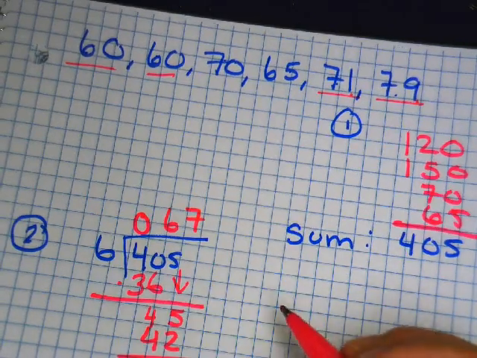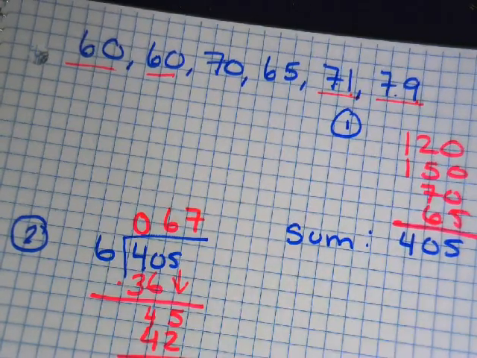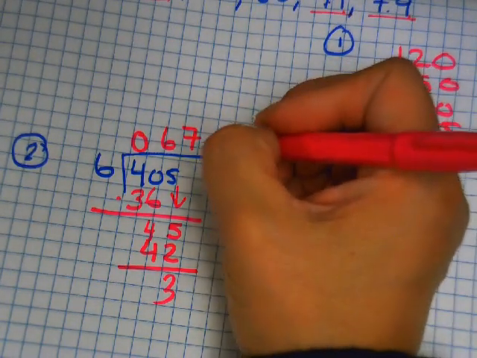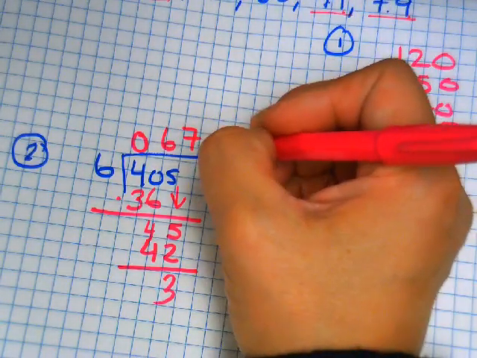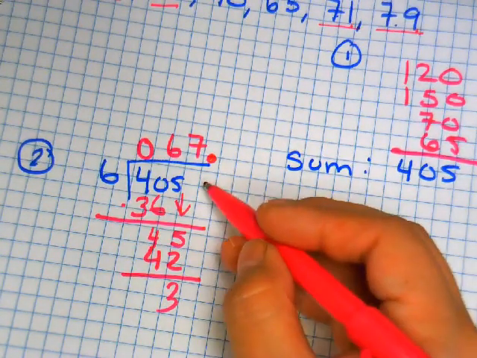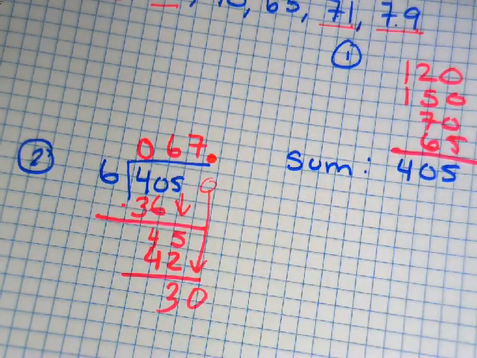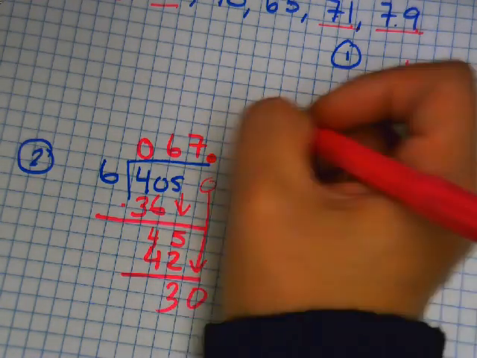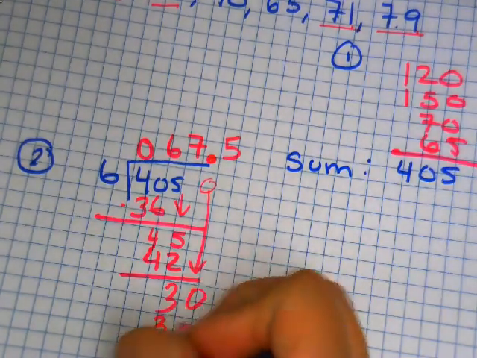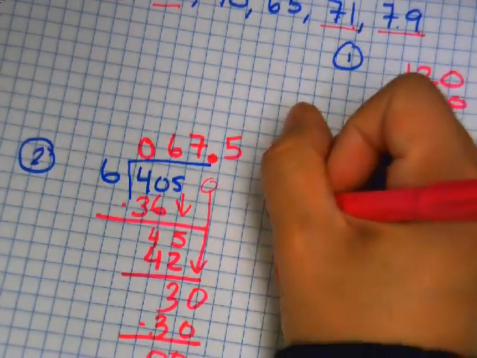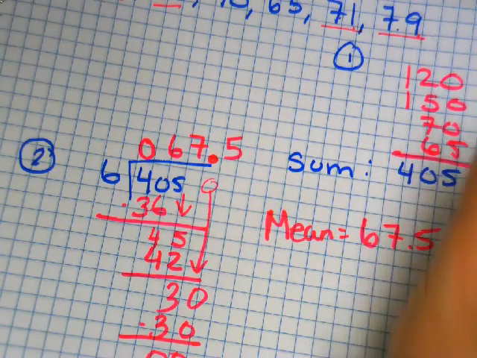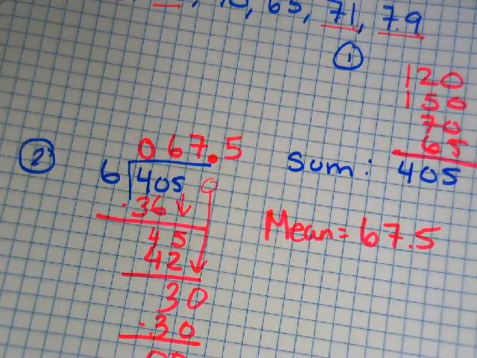Remainder 3. But we don't do remainders in 7th grade. I wish. 0. And decimal. Bring it down. 5. 6 goes into 30 5 times. 0. So our mean is 67.5.